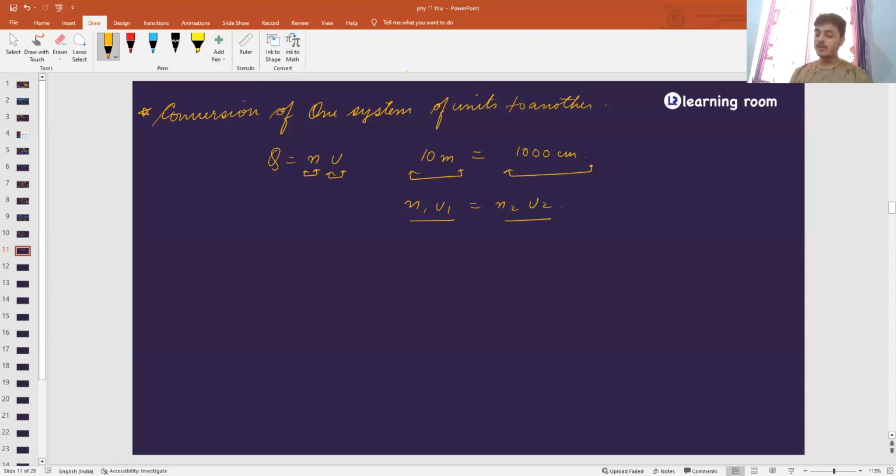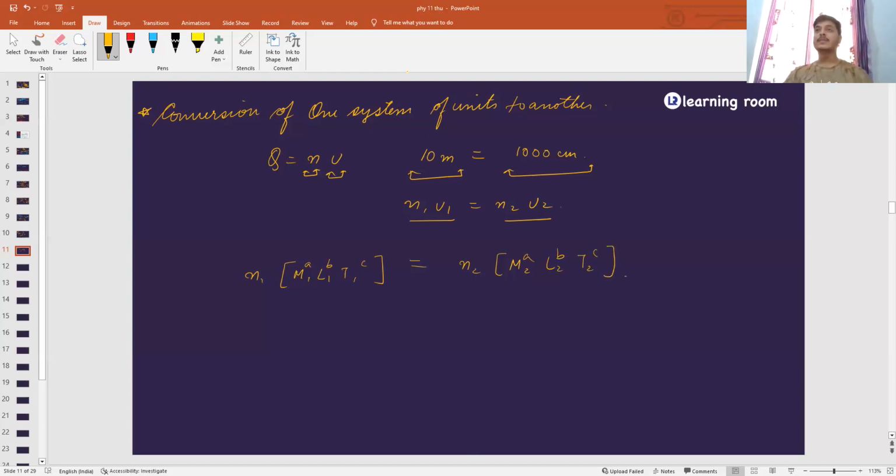Got it? If you want to get 10 meter of cloth, you can ask for 10 meter cloth or you can say 1000 centimeter of cloth. Are you getting my point? Yes, sir. Okay. Now, how do we do this? So basically, any unit we write dimensionally as M1 to the power A, L1 to the power B, T1 to the power C. And in second system of unit, the numerical value is N2 and the dimensions are M2 to the power A, L2 to the power B, T2 to the power C.